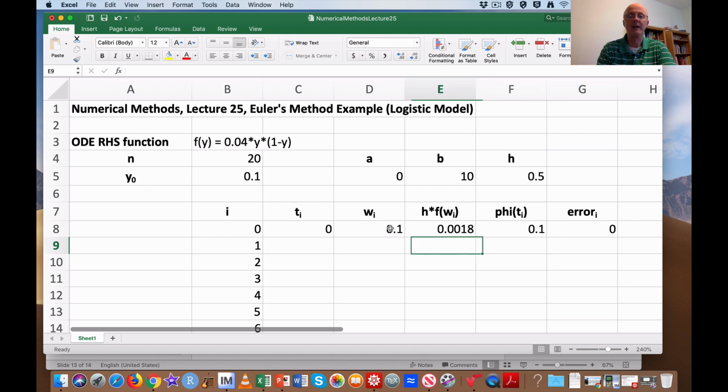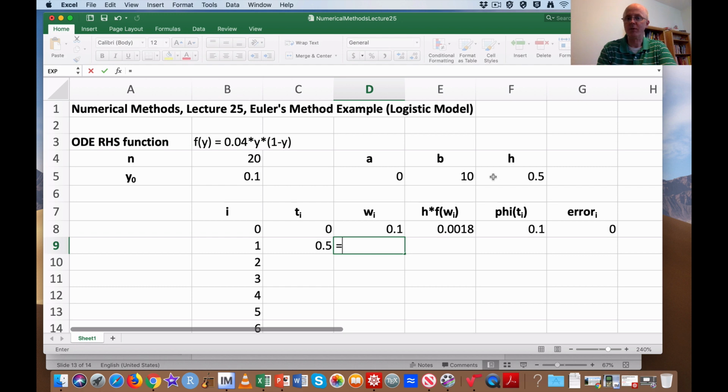Now we got to program the next line here. Careful. This number is going to be 0.5. It's going to be T0 plus 0.5, which is in cell F5. I better use dollar signs if I want that to stay fixed, and use a cell reference for that matter if I want to change what H is by changing what N is. So that's T1 is 0.5.